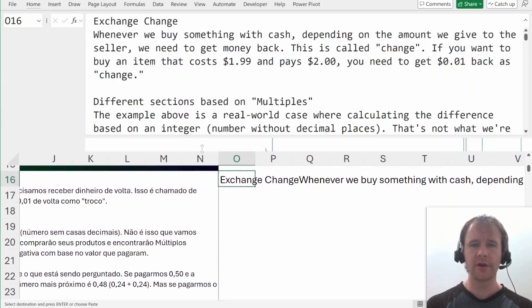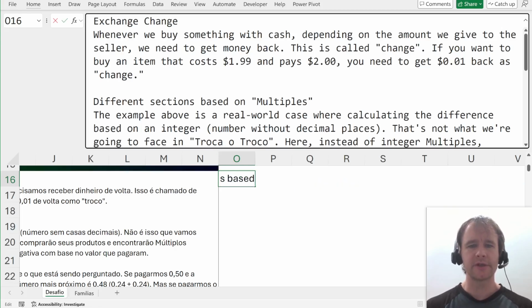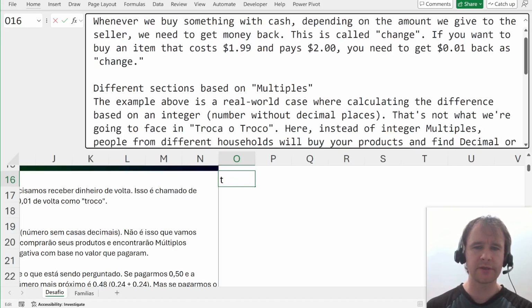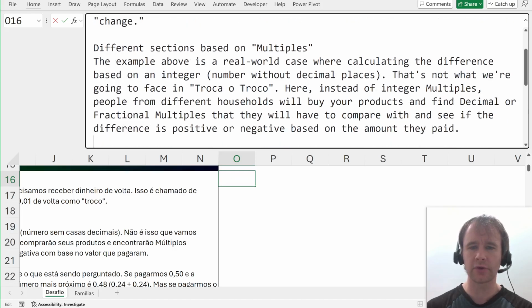Exchange, change. Whenever we buy something with cash, depending on the amount we give to the seller, we need to get money back. This is called change. If you want to buy an item that costs $1.99 and you pay $2, you get 1 cent back. Different sections based on multiples. The example above is a real world case. We're calculating the difference based on an integer number without decimal places. That's not what we're going to face in Troca Troco.